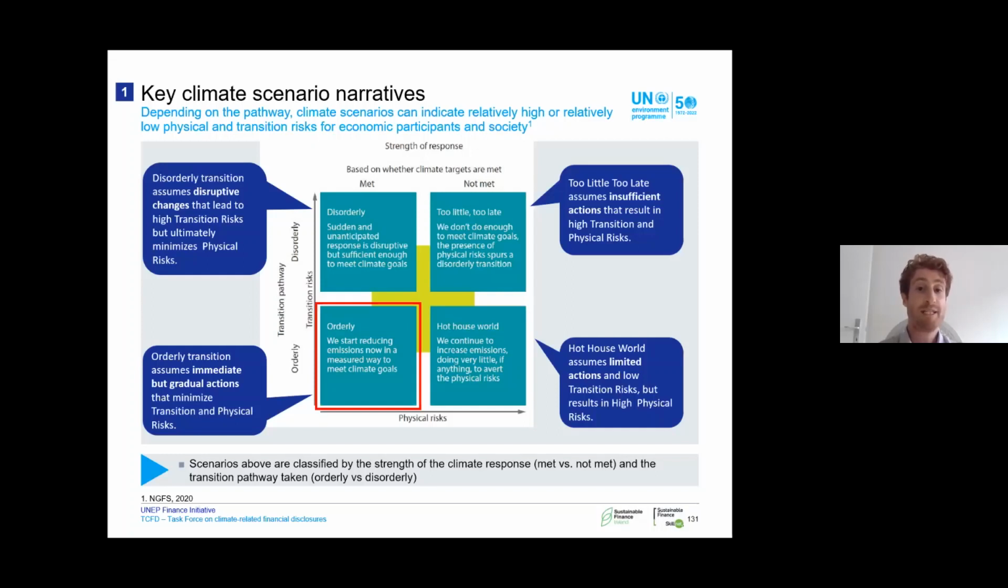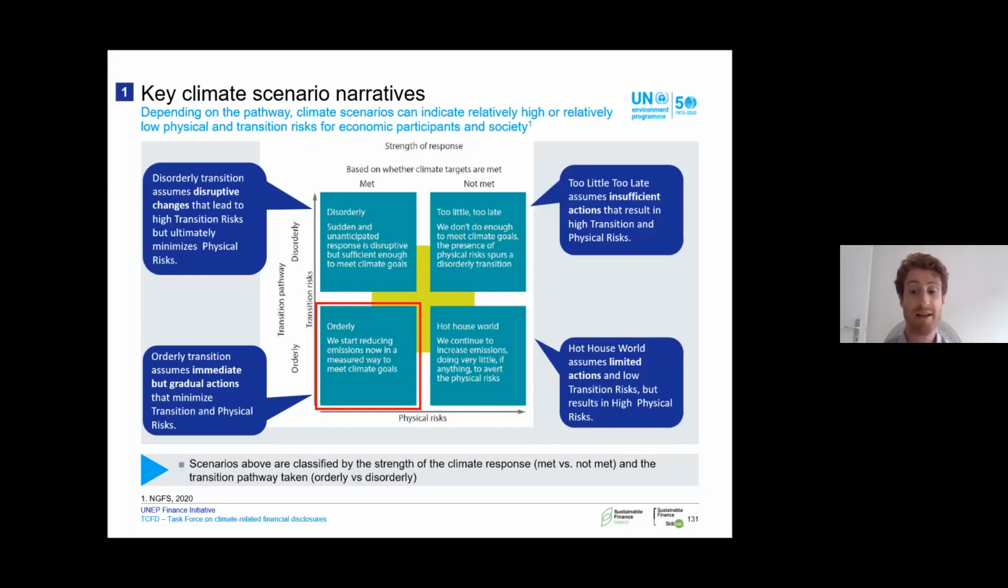A disorderly transition also gets us to our goal, but we get there in a far more bumpy way, with a lot more economic damage on the route. We'll talk about both of these because there are examples of each of them in the new NGFS climate scenarios that we'll cover.